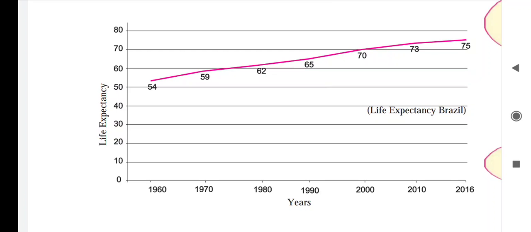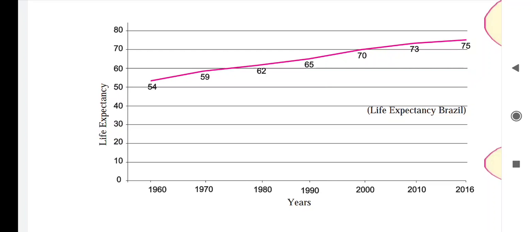It does not mean that after 54 the people will not survive, or will die. No, that does not mean that. People can live 60 years, 70 years, 80 years also, but this is the average calculated. In 1970 it is 59, in 2010 it is 73, in 2016 it is 75.